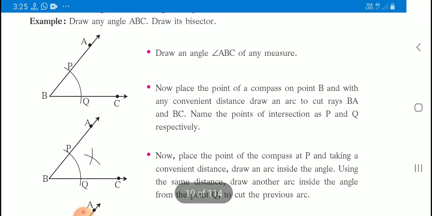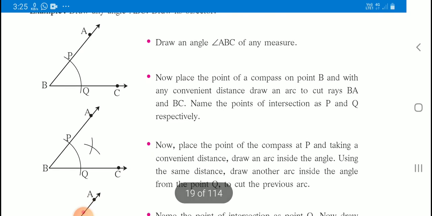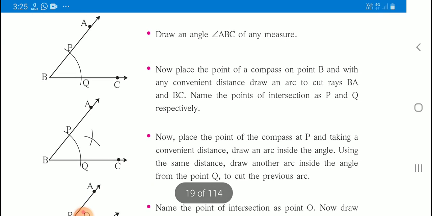See that. Now place the point of a compass on point B, and with any convenient distance draw an arc to cut rays BA and BC. Name the points of intersection as P and Q respectively.